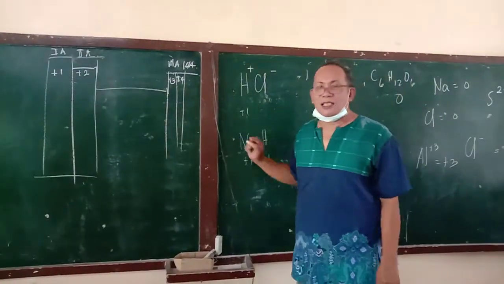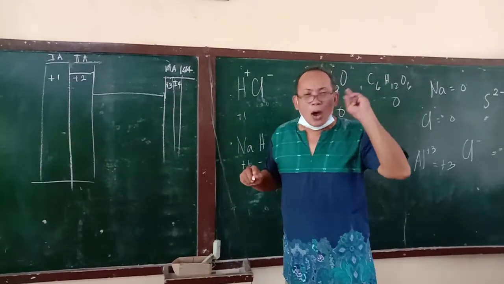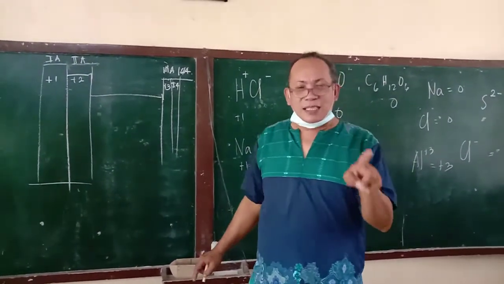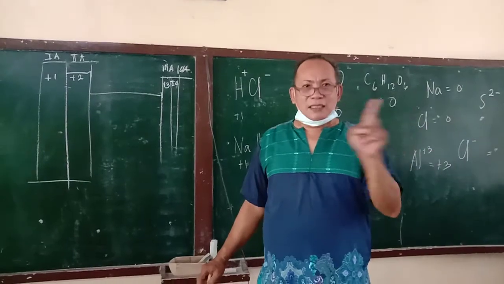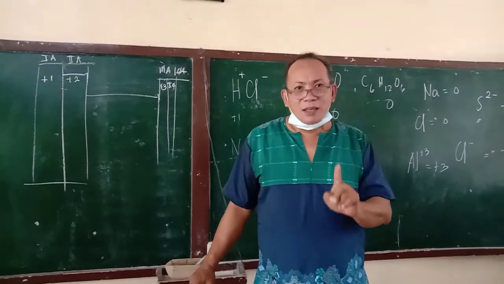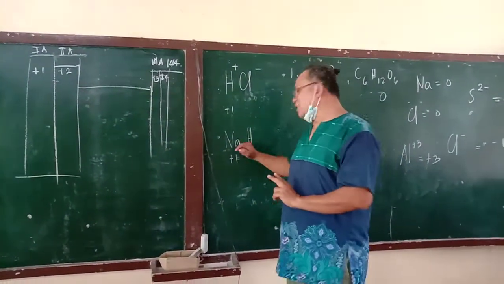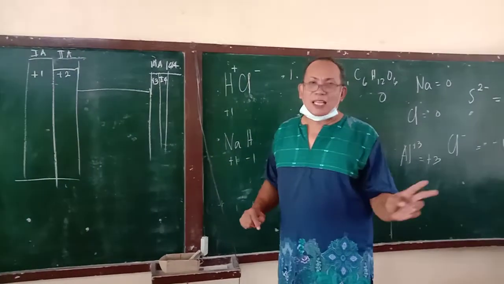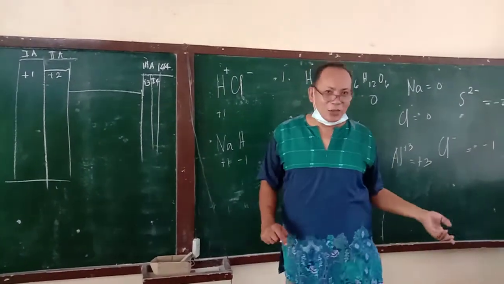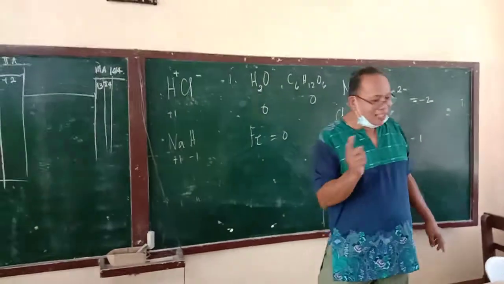Those are the oxidation numbers of hydrogen. It can be either positive 1 if it is bonded to a non-metal, or negative 1 if it is paired with a metal. Is there any question, class? No, sir.